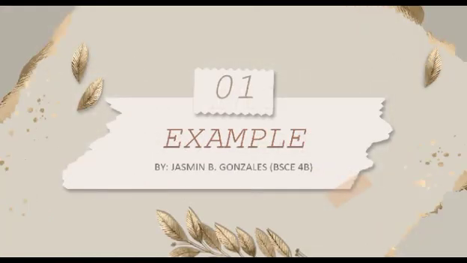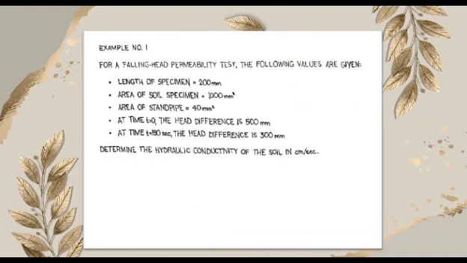Example number 1. For a falling head permeability test, the following values are given. Length of specimen is equal to 200 mm. Area of soil specimen is equal to 1000 mm squared. Area of standpipe is equal to 40 mm squared. At time t is equal to 0, the head difference is 500 mm. At time t is equal to 180 seconds, the head difference is 300 mm. Determine the hydraulic conductivity of the soil in centimeter per second.